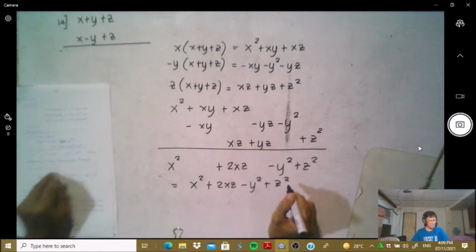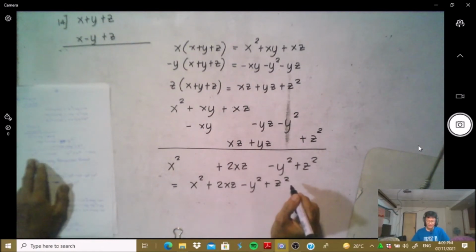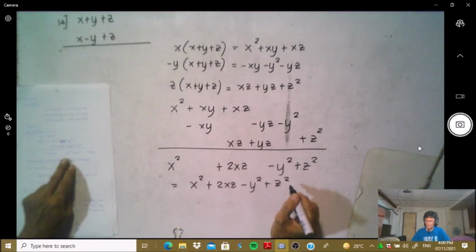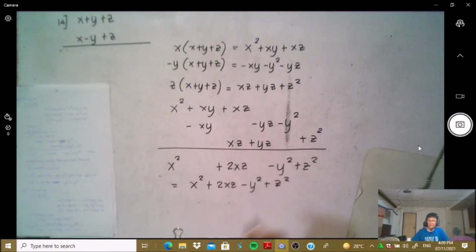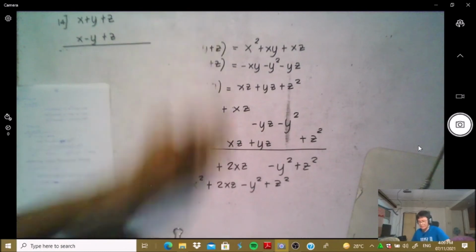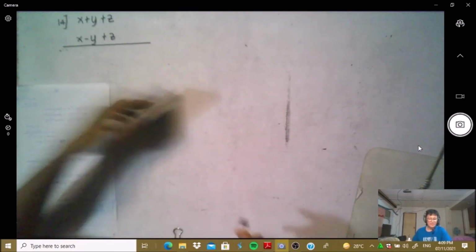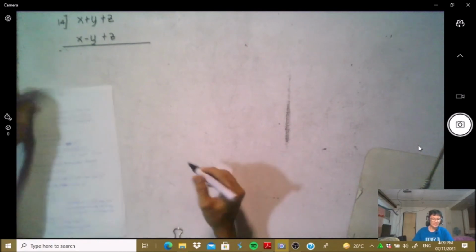Our answer will be x squared plus 2xc minus y squared plus c squared. Now, if you want to check it, you can proceed with the horizontal solution. The horizontal format is quite easier than vertical sometimes, but you must be careful. Let me show you the checking. So this is how we are going to do it. Let's check with the horizontal solution.